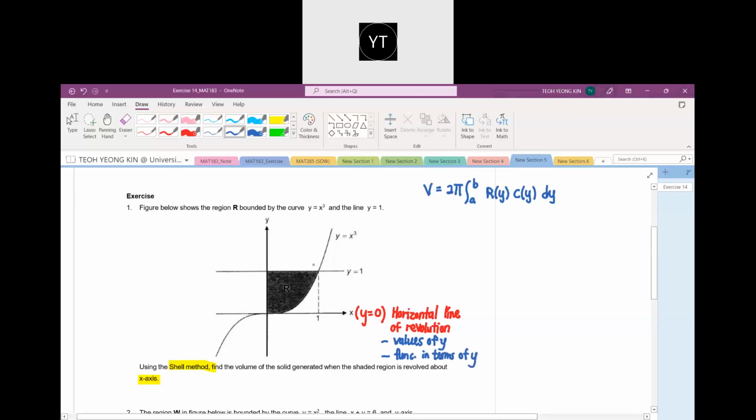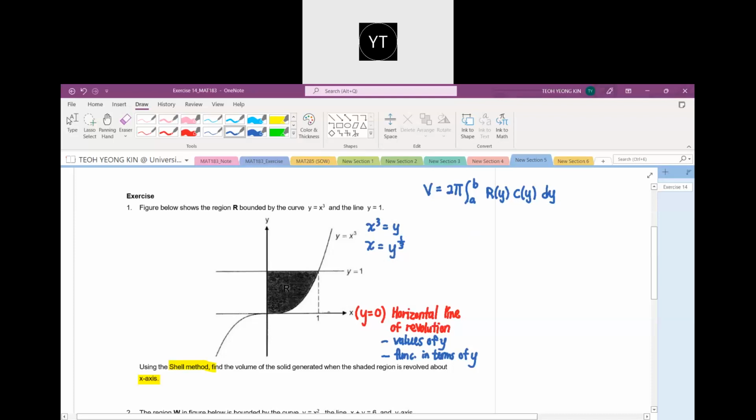So you can see that here is our function. First, y equals x cubed. We need to change it to a function of y. So x cubed equals y, so x equals y power of 1 over 3. So this is the function in terms of y, and the other line is 0.